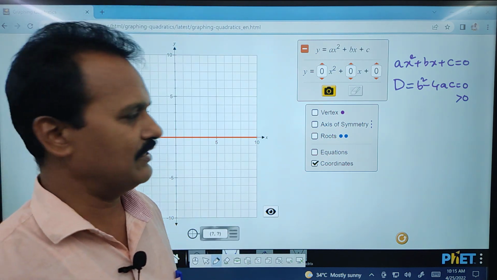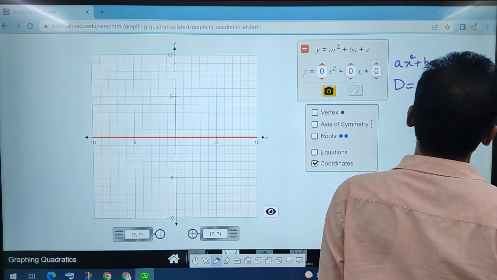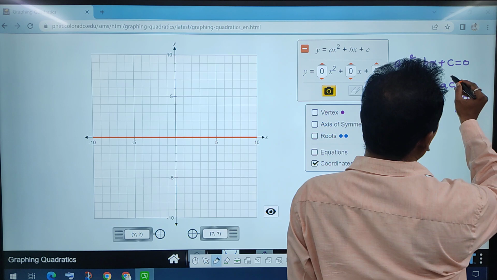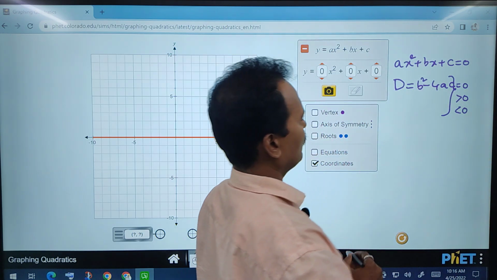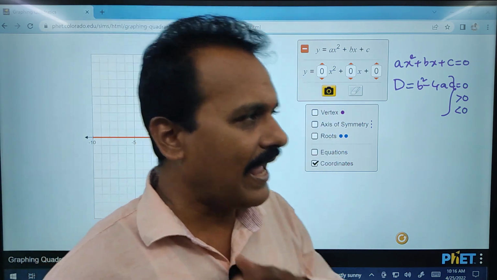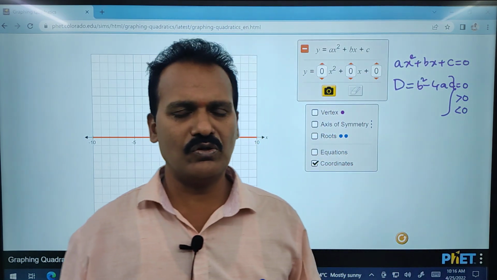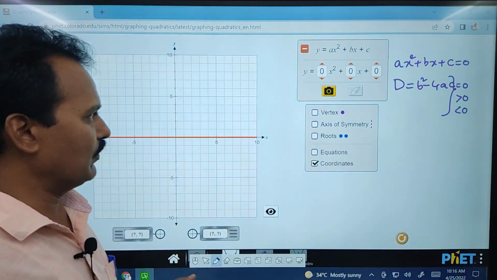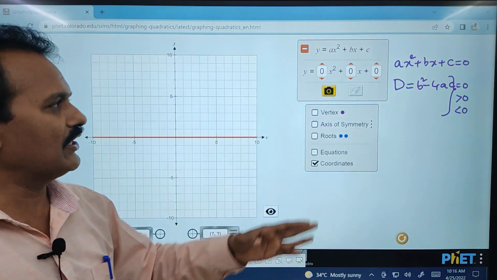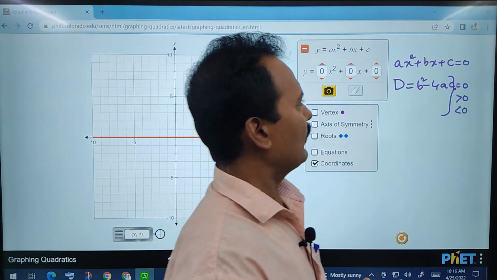In the third case, if the value of b² - 4ac is less than 0, then there are no real roots. The equation has no real roots, and we can also call them imaginary roots. So according to the D value, that is b² - 4ac, we can find out the nature of the roots. Now, how are we going to find the roots?